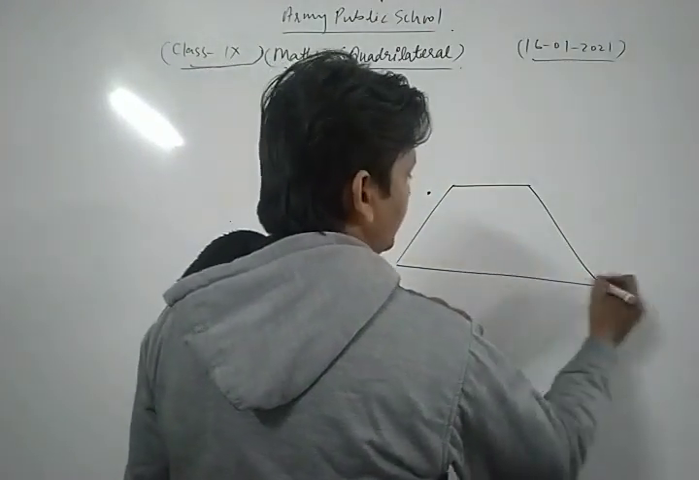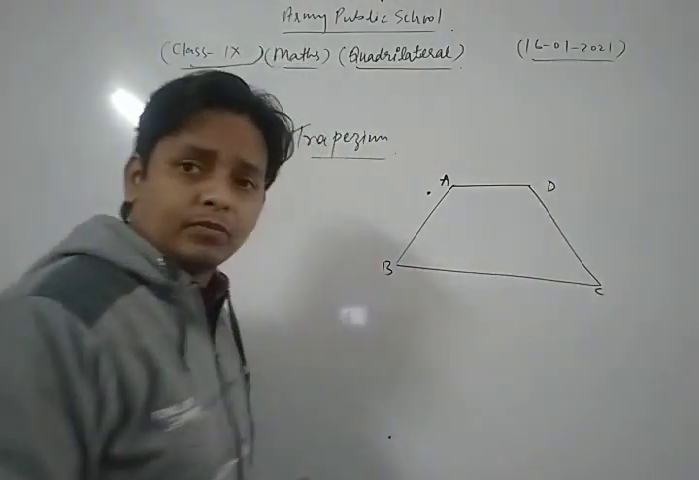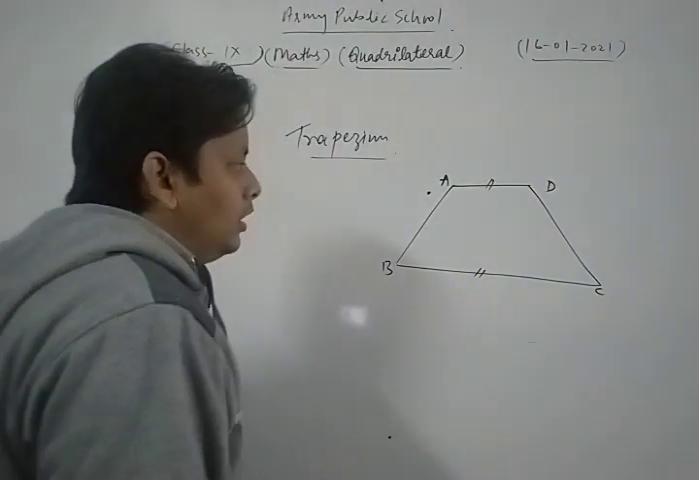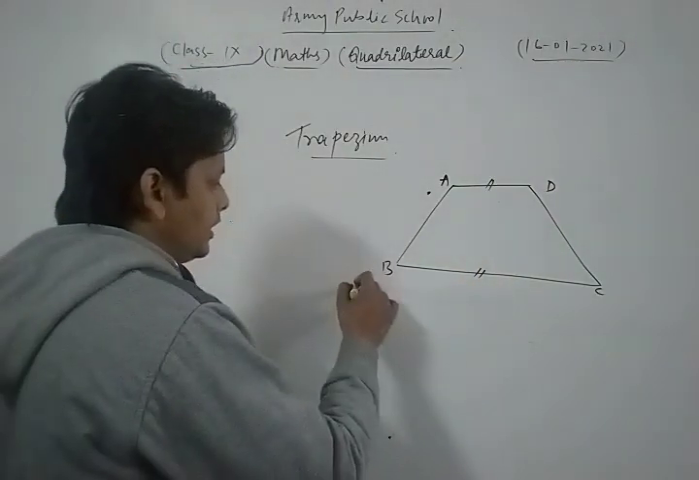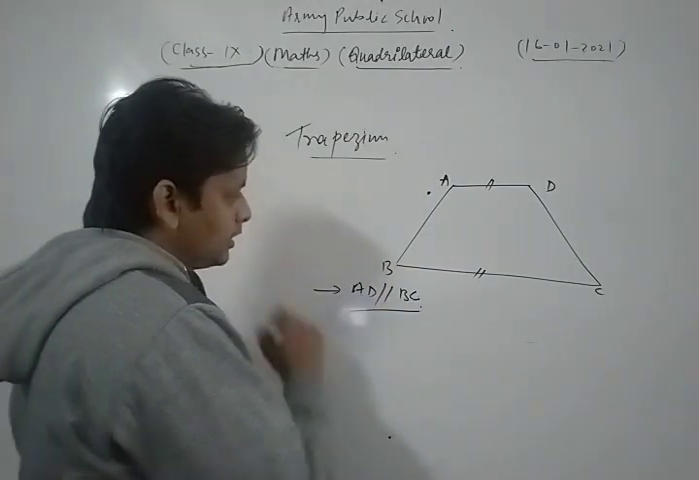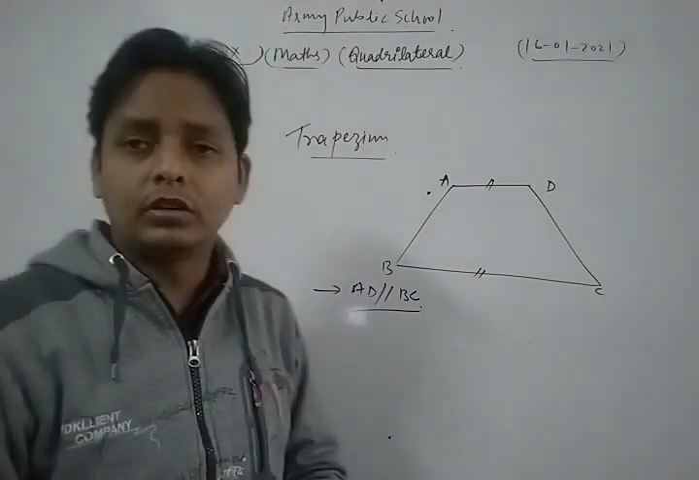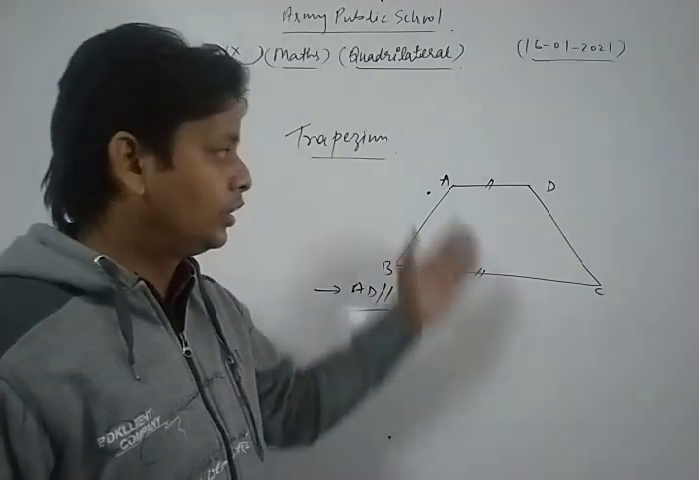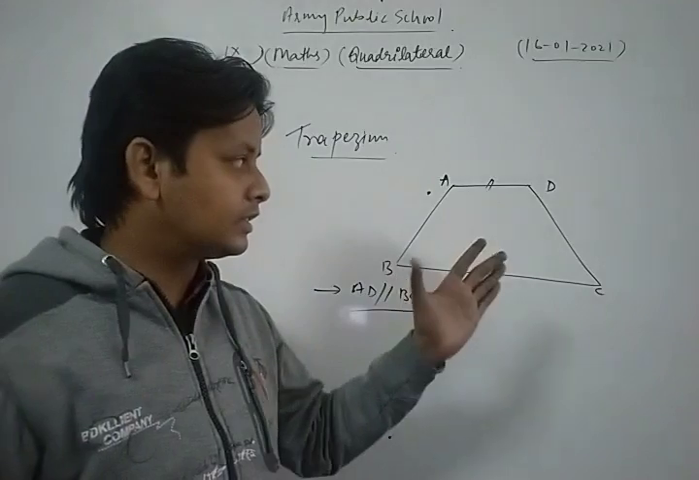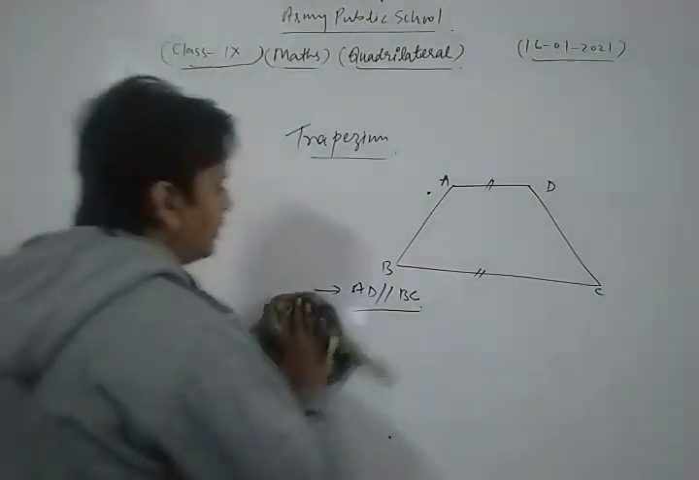Suppose that the shape of the trapezium is in this way. Suppose ABCD is a trapezium in which AD and BC are parallel to each other, that is AD parallel to BC. This is the concept of trapezium. A trapezium is a special type of quadrilateral in which one pair of sides are parallel to each other. Now the second one we discuss is the parallelogram.